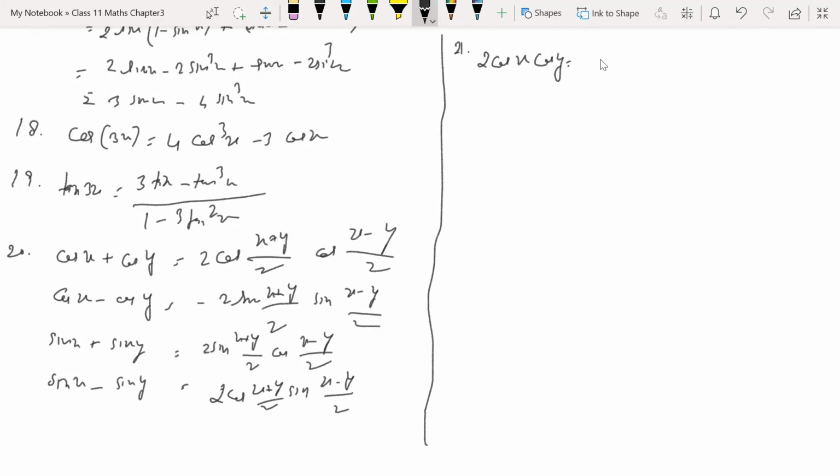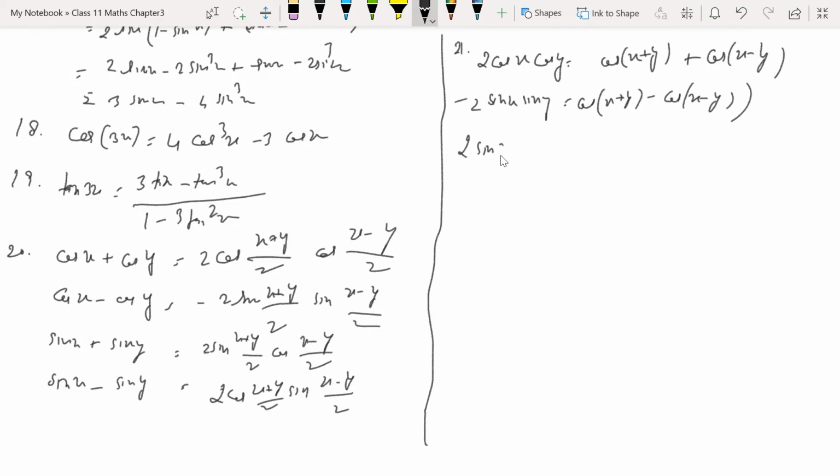So 2 cos x cos y is equal to cos(x plus y) plus cos(x minus y), and minus 2 sin x sin y is equal to cos(x plus y) minus cos(x minus y). And 2 sin x cos y is equal to sin(x plus y) plus sin(x minus y). 2 cos x sin y is equal to sin(x plus y) minus sin(x minus y).